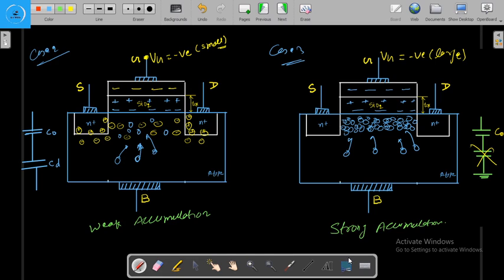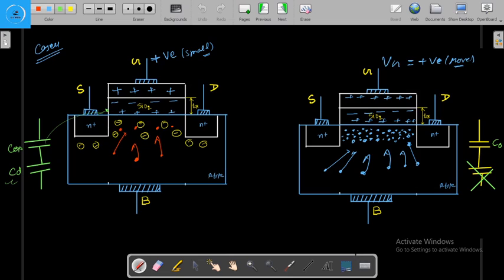This is called the strong accumulation region, right? Now when we apply a small positive gate voltage, the electrons get attracted here, and fewer holes are present between the source and the drain, along with the immobile negative ions. This is called the weak inversion region.